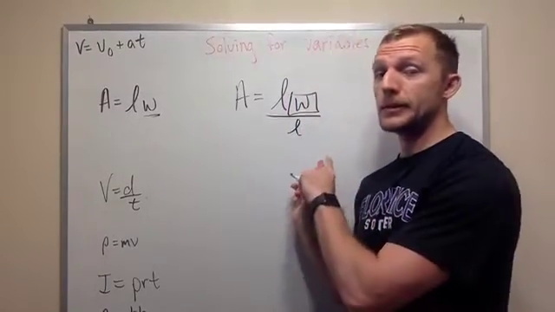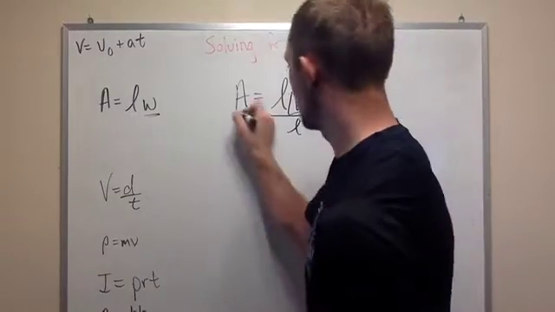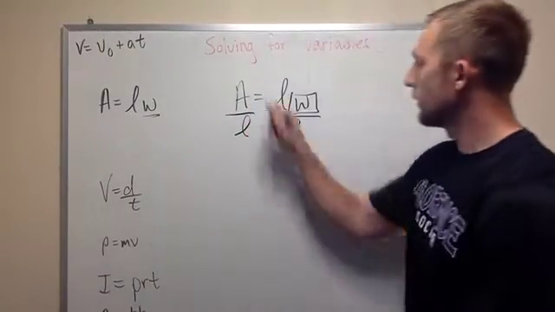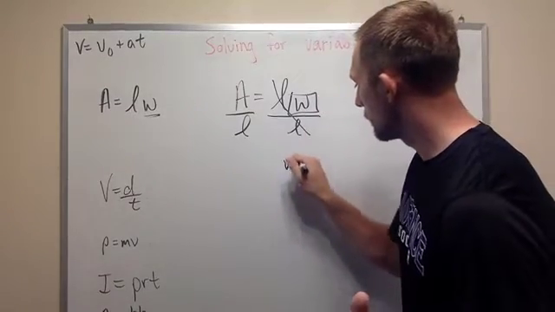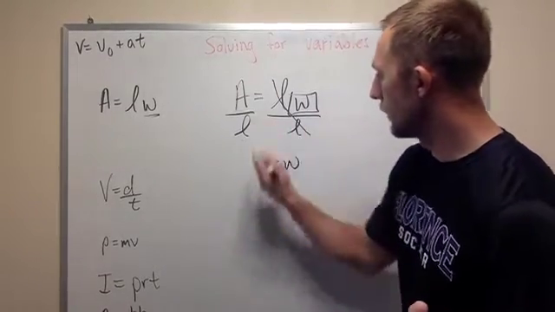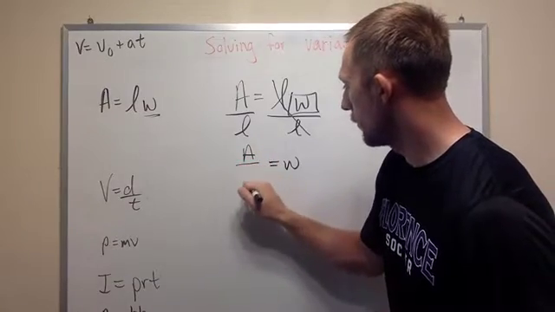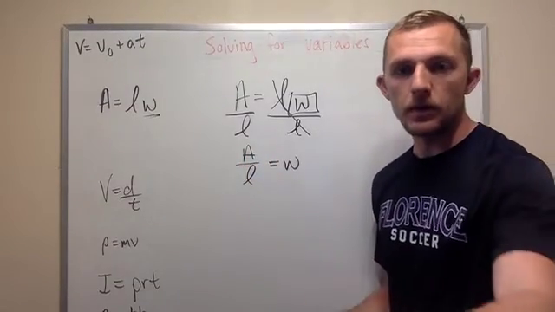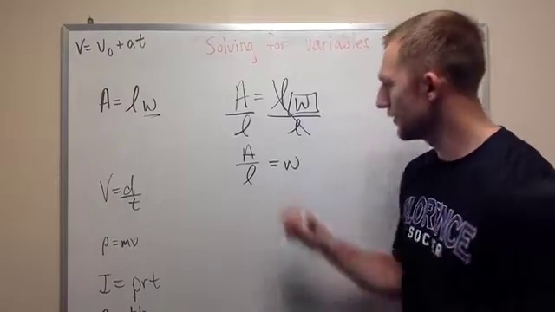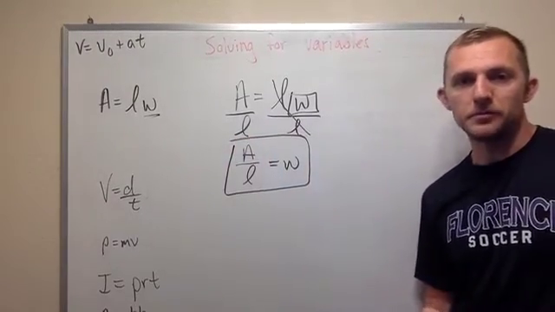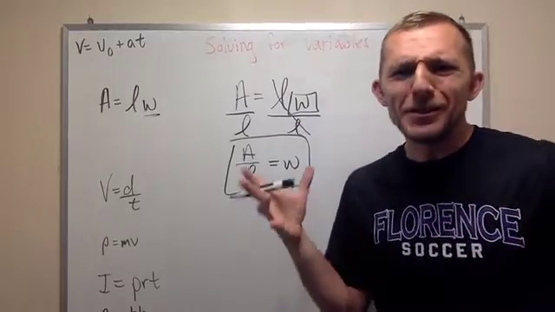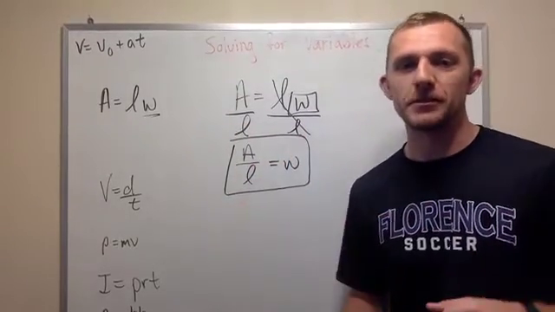What you gotta do on one side, you gotta do on the other, right? Divide by L. That cancels out. And look, what drops down? W. And that equals A over L. Is W on its own? Yep. So therefore, there's your W. And you're like, but there's no answer. That's the answer. All right?